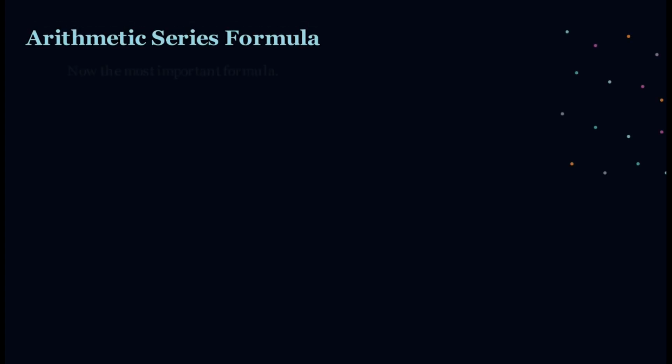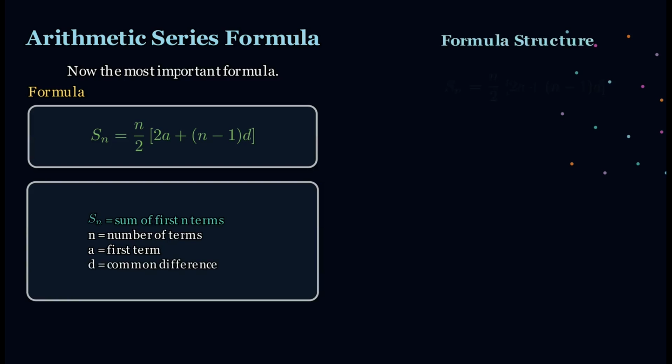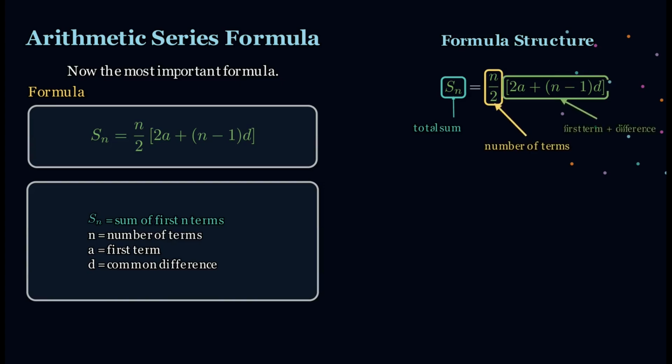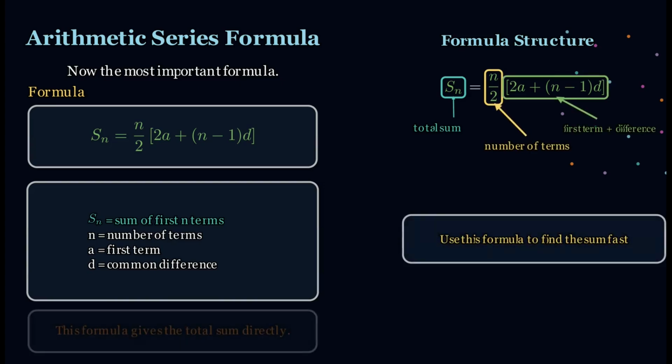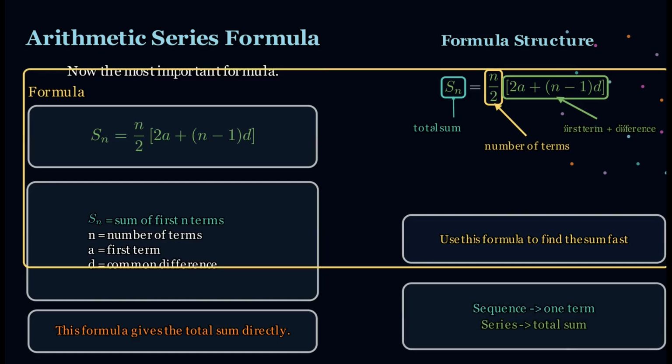Now the most important formula is Sn is equal to n by 2 times (2a plus (n minus 1)d), where Sn is equal to the sum of the first n terms, n is the number of terms, a is the first term, and d is the common difference. This formula gives the total sum directly.